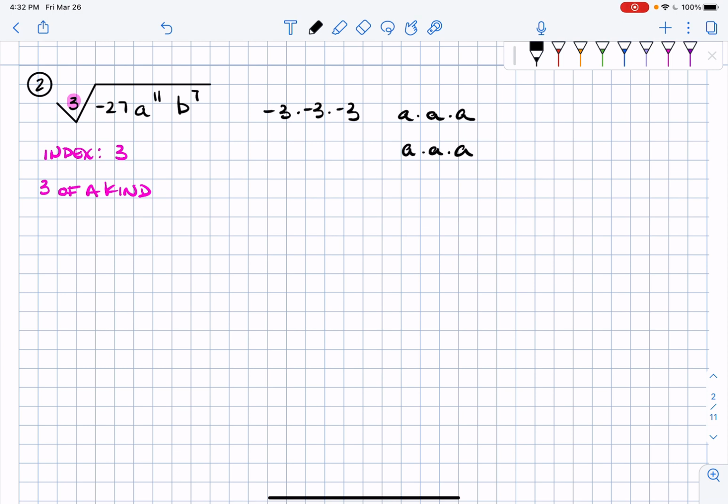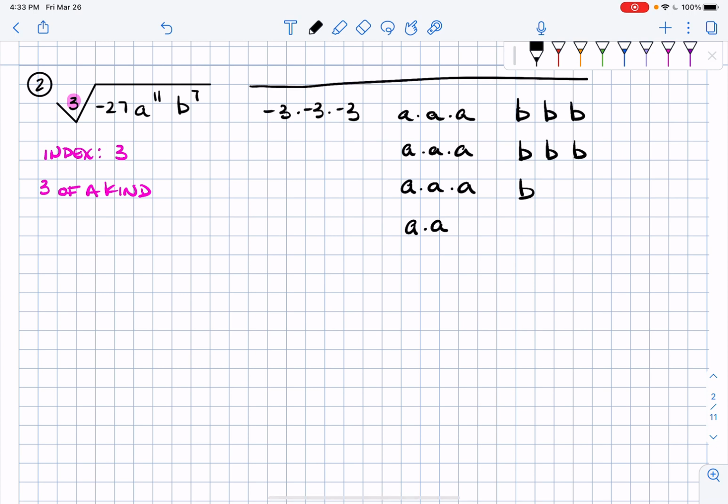A times A times A. That's another 3, so that's 6. A times A times A. That's 9. And A times A, so that's 11. Right? So if you count it, there should be 11 A's right there. I'm doing columns of 3 because the index is a 3. All right. And then I have B, B, B, B, B, B, and B. So there's 7 B's right there, okay? And this is the cube root, okay? So that's what I have.